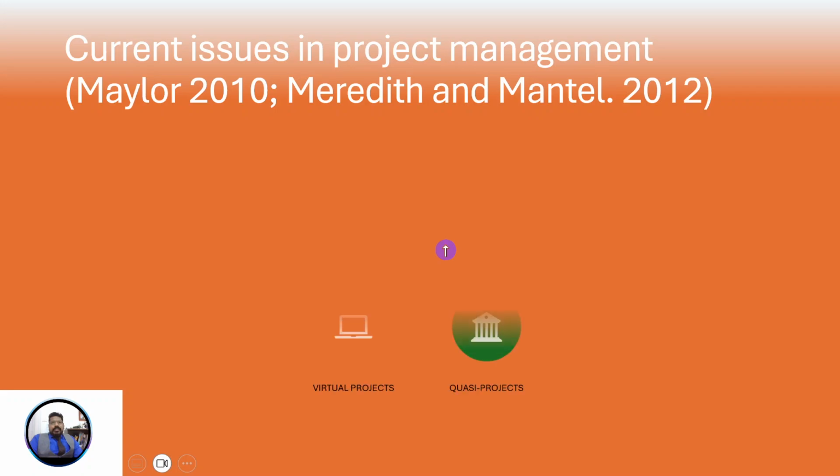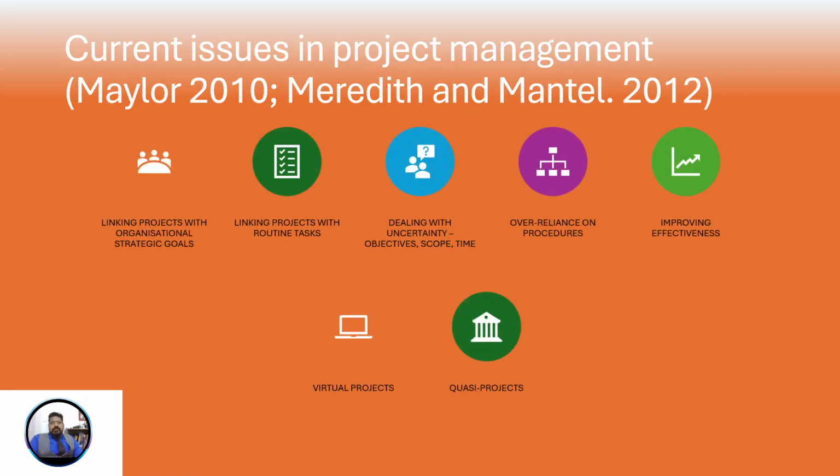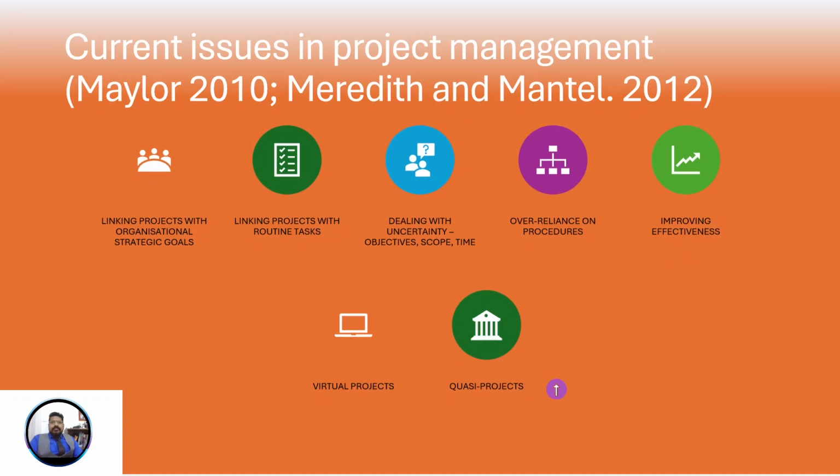Let's move ahead with the current issues in project management: linking projects with organization strategic goals, linking projects with routine tasks, dealing with uncertainty and objective, which is risks, positive and negative both, over reliance on procedures, improving effectiveness, virtual projects and quasi projects.